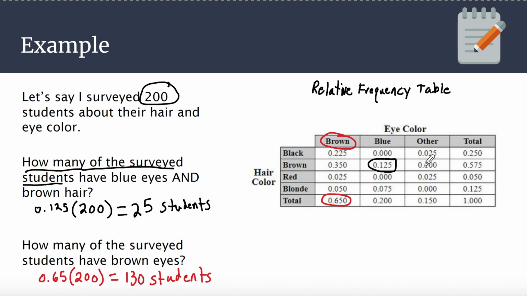So relative frequency tables are nice because if we know the total, the relative frequencies are pretty easy to compare. We can say, oh wow, the largest percentage of people clearly had brown eyes compared to blue or other. We can do some quick comparisons that way, and we can get some hard numbers if we know the number of people surveyed.